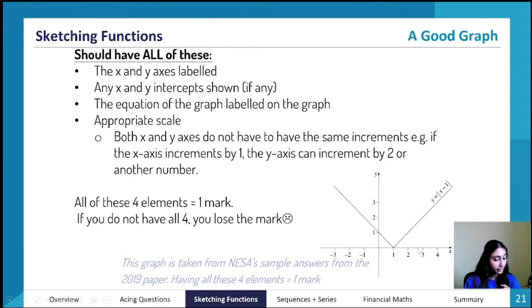The equation of the graph should also be labeled, as seen over here. And we need an appropriate scale. That doesn't necessarily mean that your x and your y need to be the same, but your x needs to be uniform, and the y also needs to be uniform.